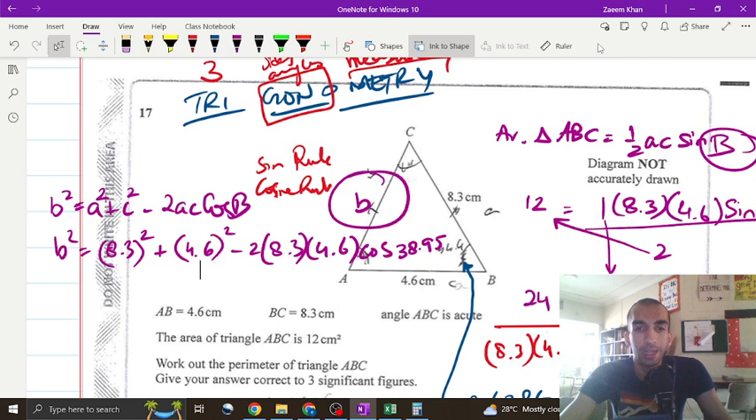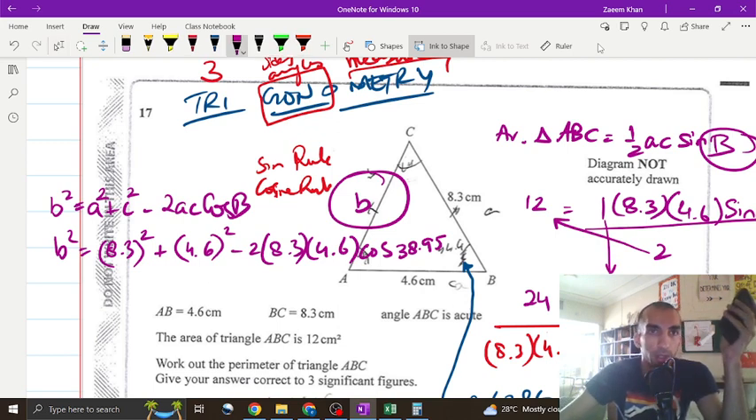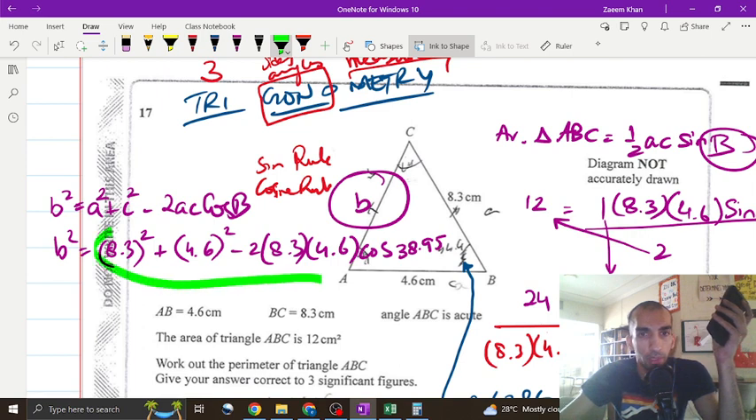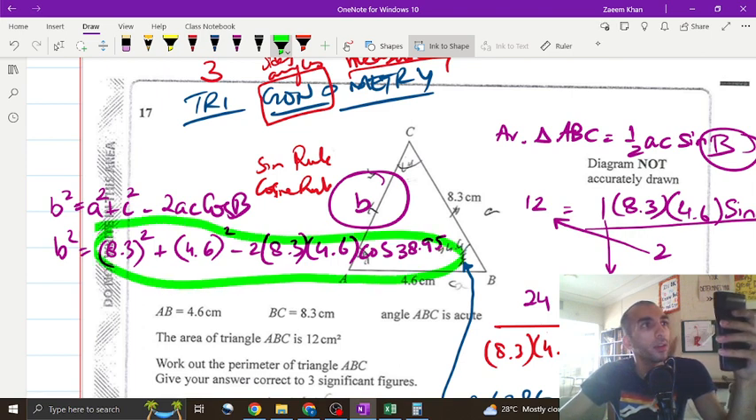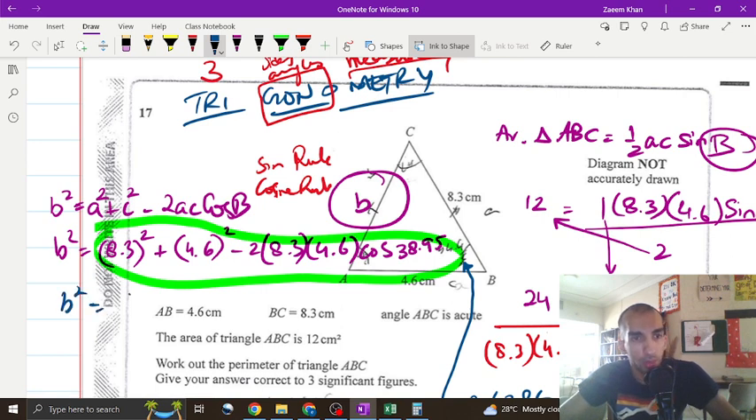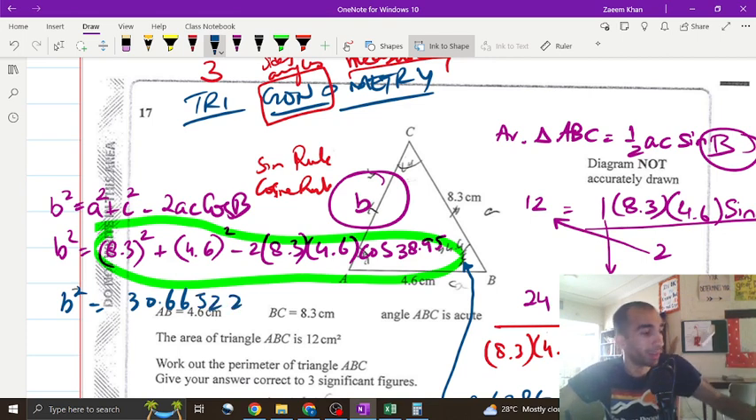I have plugged in every single thing as it is that you see on the screen. I'm going to highlight the part that I've plugged into my calculator, starting from here till here. And it says 30.66522. B squared is equal to 30.66522. What do I do with this, Rida, to find the length of B? This is B squared, right? You square root it. Square root it, perfect.